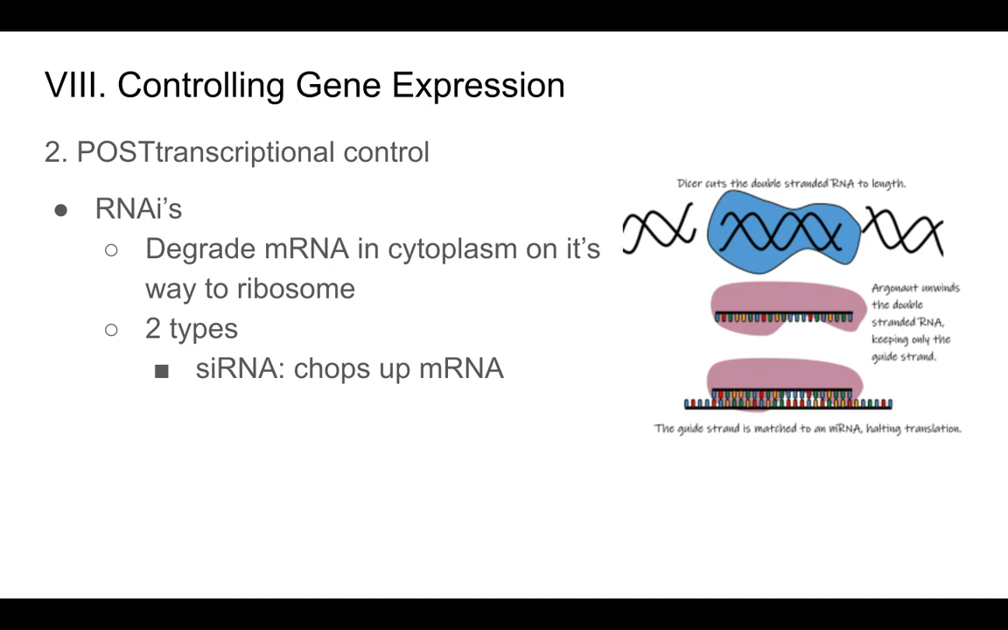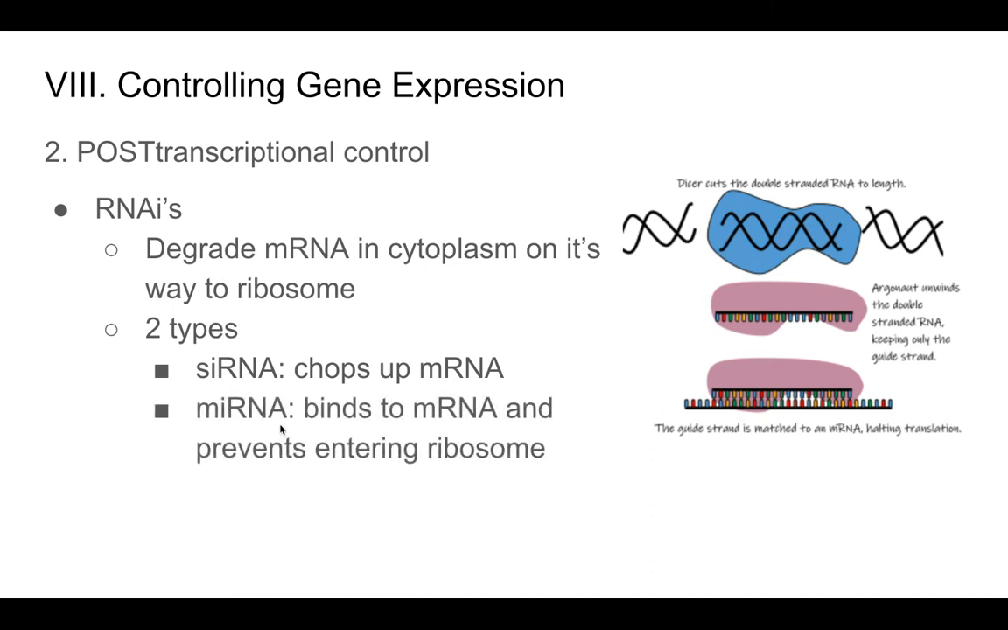One is called an siRNA. Those work like, up here in the blue diagram is showing an siRNA molecule, and that chops up your messenger RNA. The other is called miRNA, microRNA, and microRNA actually binds to the messenger RNA, which prevents it from entering the ribosome. And so it can't actually be read on the ribosome if it can't get into the ribosome.